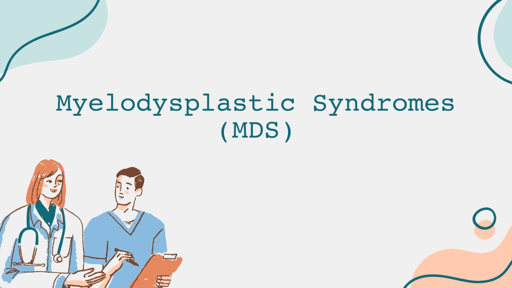Now, let's talk about how MDS develops. It often starts in the bone marrow, where blood cells are produced. In MDS, the bone marrow produces immature cells that fail to develop into fully functional blood cells. This can lead to a shortage of red blood cells, white blood cells, and platelets.